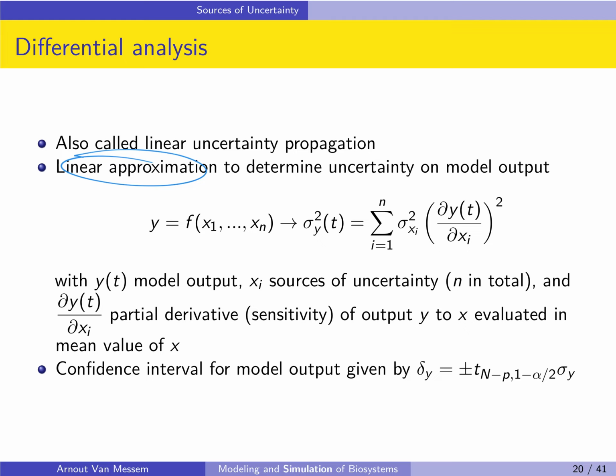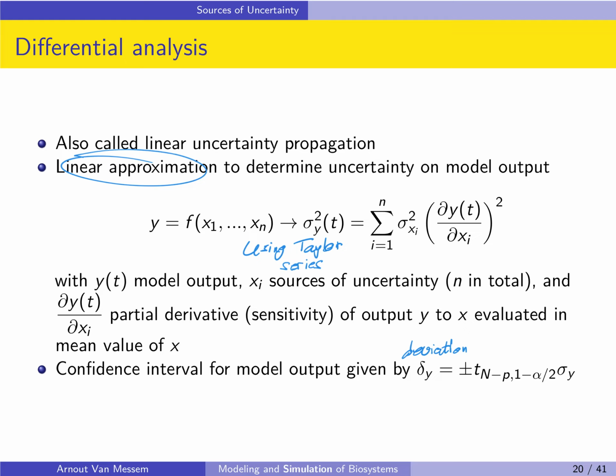If y is a function of x1 to xn, where x1 to xn are different sources of uncertainty, then we can calculate the variance on y using a Taylor series. So we will use a Taylor series as an approximation of the function f. And in this case, this variance of y, sigma squared y at a certain time point t, is given as a sum of the variances of each of the sources of uncertainty times the sensitivity function of y with respect to xi squared. The confidence interval for the model output is then defined by the deviation delta y.